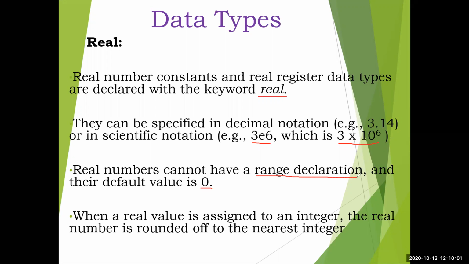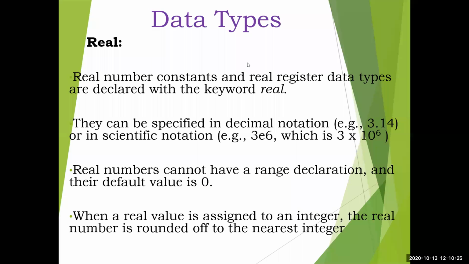When a real value is assigned to an integer, the real number is rounded off to the nearest integer. For example, if you have declared 3.14 and you assign it to an integer variable, then it will store either 3 or 4 depending on the machine implementation. That is about real.